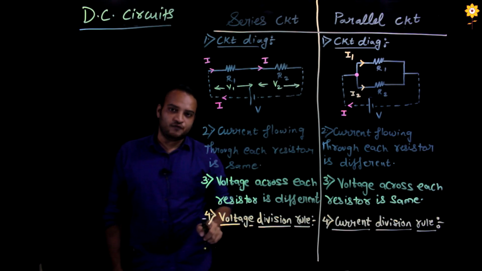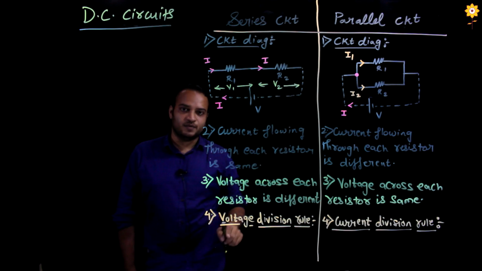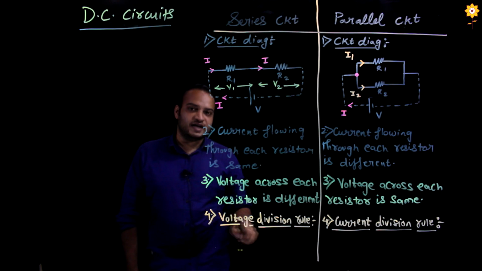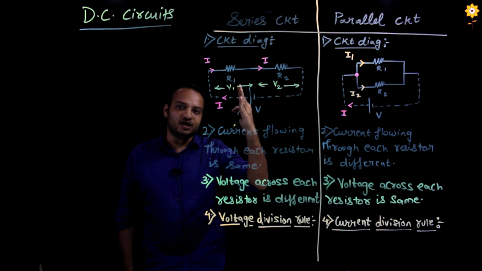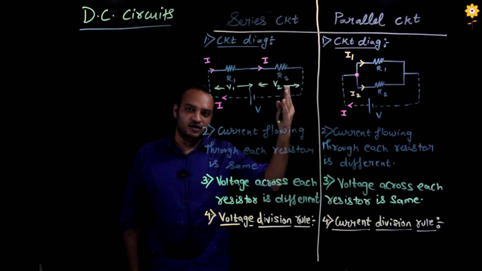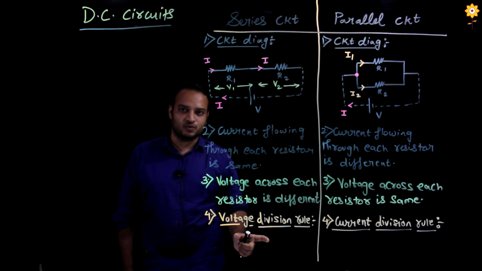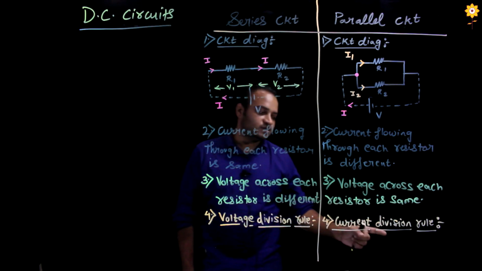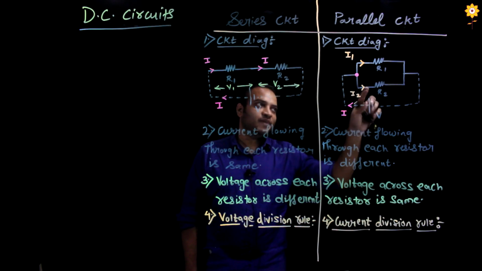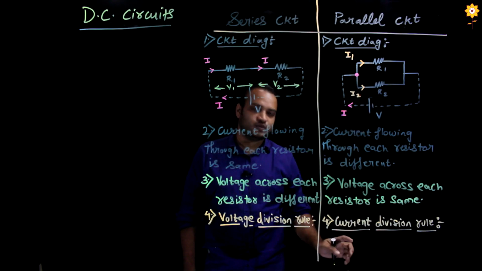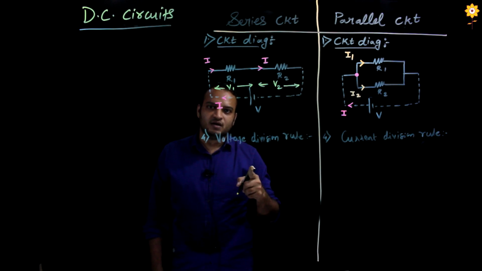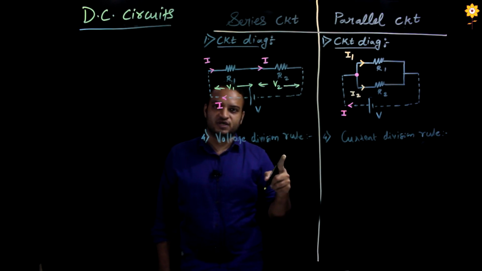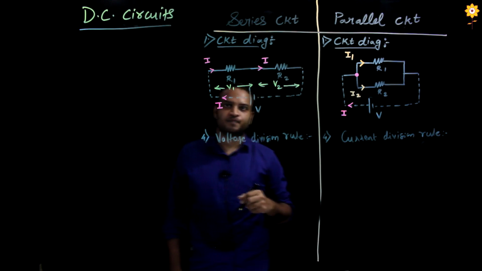Now coming towards the fourth point, which is very important, that is voltage division rule. Since in a series circuit the voltage across each resistance is different, we are going to see the voltage division rule. While coming towards the parallel circuit, in a parallel circuit the current flowing through each resistor is different. So in this case we are going to see the current division rule. So let us understand how to apply the voltage division rule and current division rule.